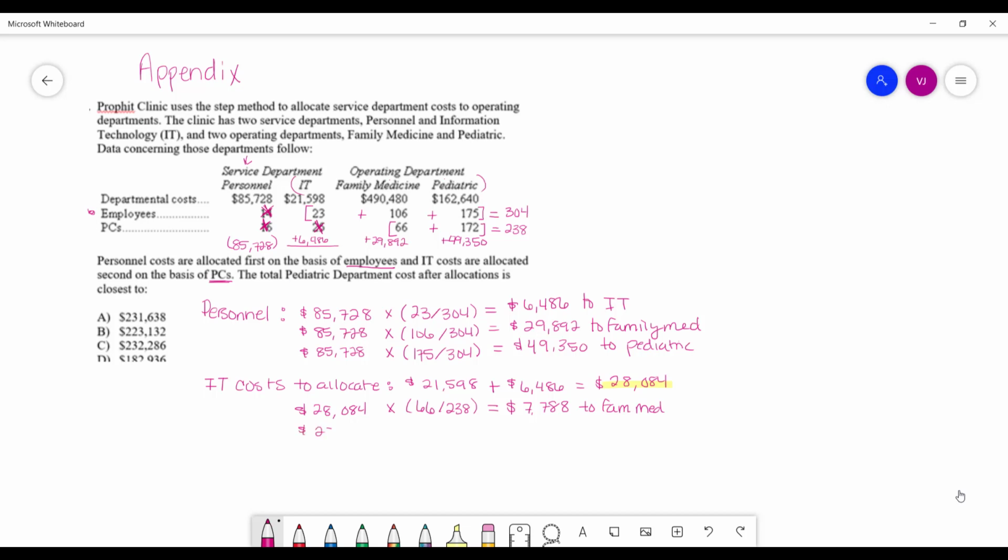And then lastly, I want to figure out how much of those total IT costs will get allocated to the pediatric department. Well, the pediatric department uses 172 PCs out of the total 238. When you punch that into a calculator, the proportion of the total IT costs that the pediatric department will become responsible for is $20,296.